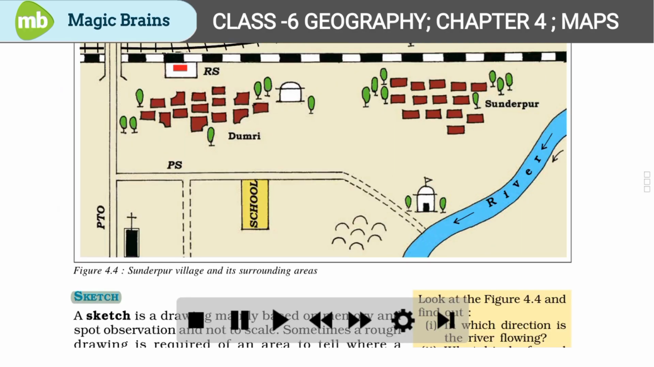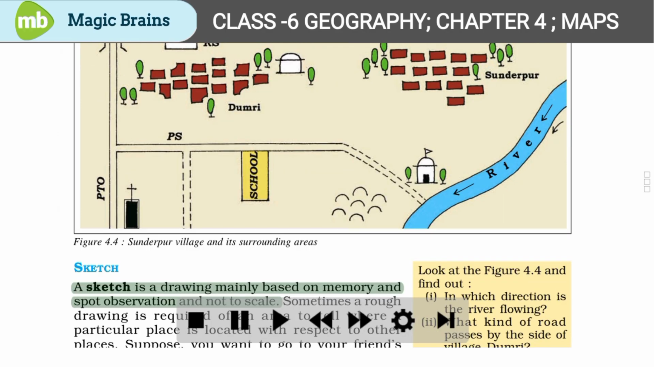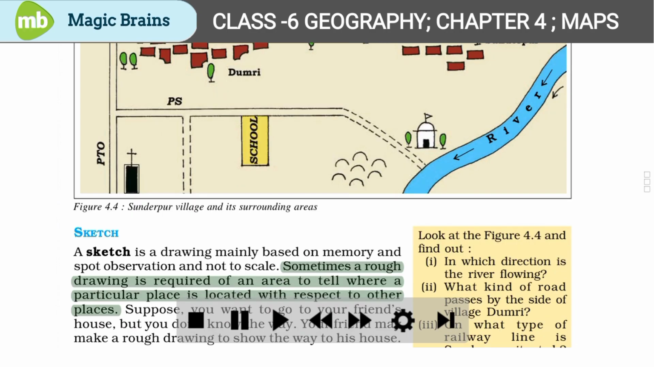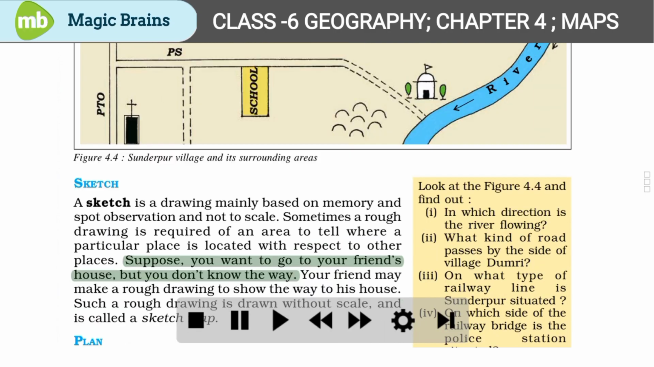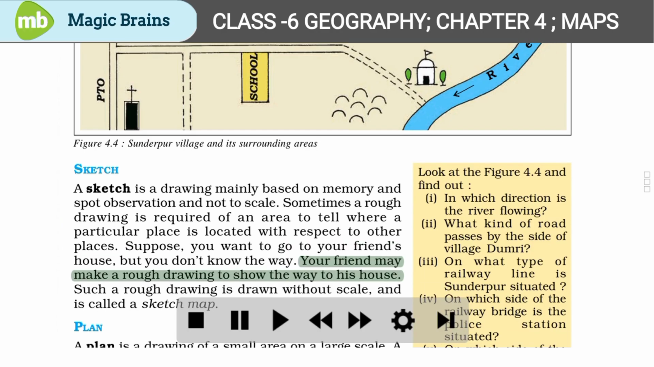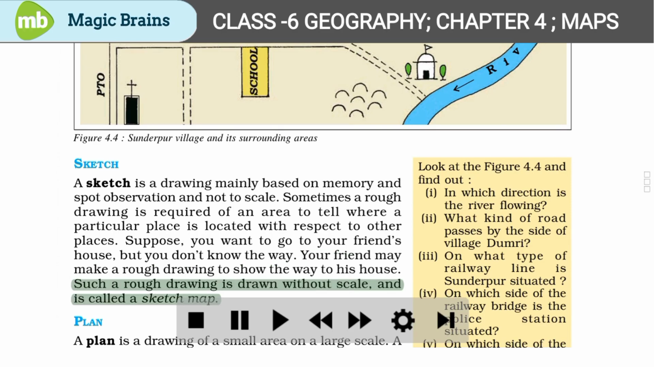Sketch. A sketch is a drawing mainly based on memory and spot observation and not to scale. Sometimes, a rough drawing is required for an area to tell where a particular place is located with respect to other places. Suppose you want to go to your friend's house, but you don't know the way. Your friend may make a rough drawing to show the way of his house. Such a rough drawing is drawn without scale and is called a sketch map.